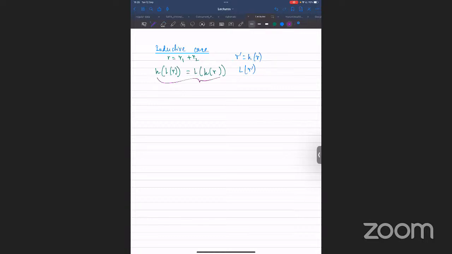So we have to prove this. Correct. So how are you going to prove this? Let's start. H of L of R. So what is our R? R is R1 plus R2. H of L of R1 plus R2. Then what?